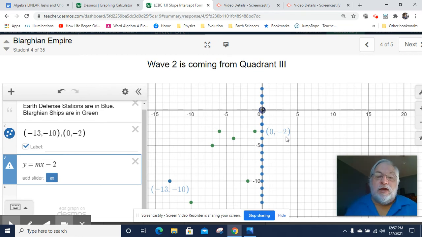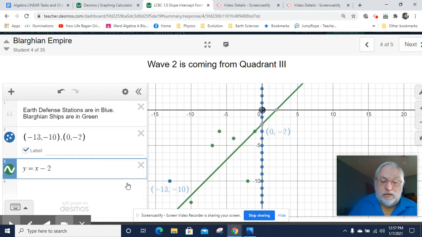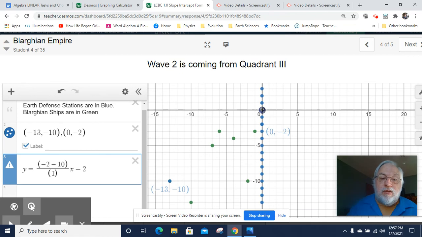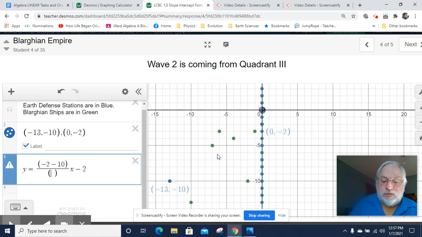I'll just do that. Now I need to find the slope between these 2 points. So I'm going to have to calculate that, or I could work it out on the graph. I could go from negative 13, negative 10. I could see what is my vertical change. I would go up from negative 10 to negative 2. That should be an 8. Let's confirm that. Negative 2 minus negative 10. Okay, that's my numerator. And then if I started with negative 2 for my subtraction, I got to start with 0. So 0 minus negative 13.